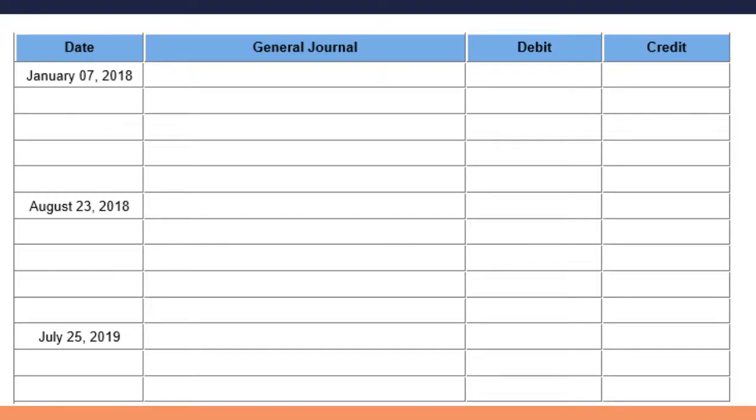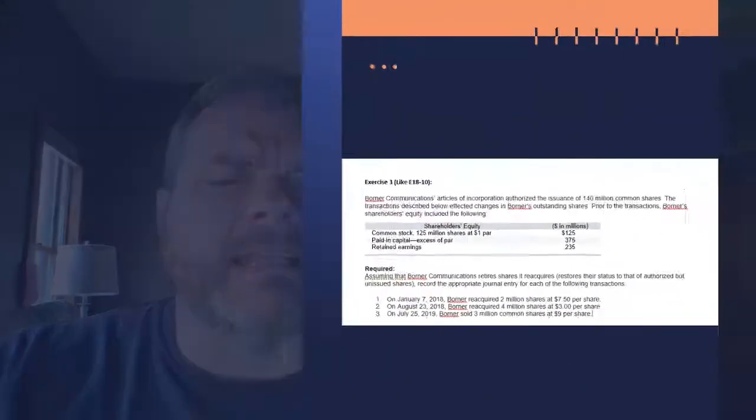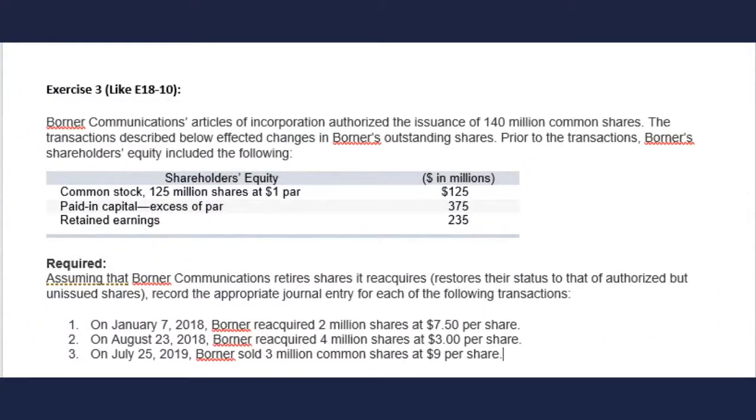All right, so now moving into this problem. We're going to look at this January 7th transaction. We're going to really get a feel for what we would journal. So let's look at that next little bit of information and see what we need to do. So January 7th, we reacquired 2 million shares at $7.50.